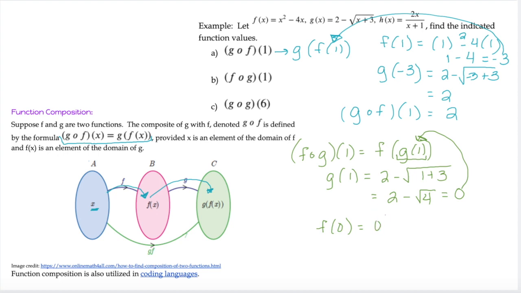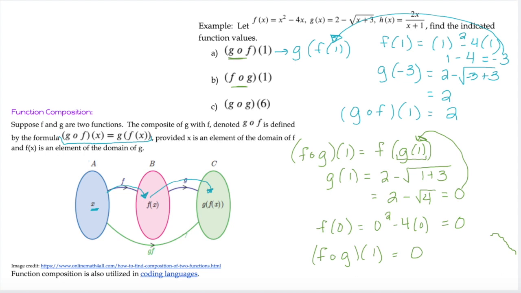Or 0 squared minus 4 times 0, which is 0. So f of g of 1 is equal to 0. So notice that order matters. Just by flip-flopping our g and our f function, we ended up with a different result. So order does matter. We can also use the composition of functions within itself.